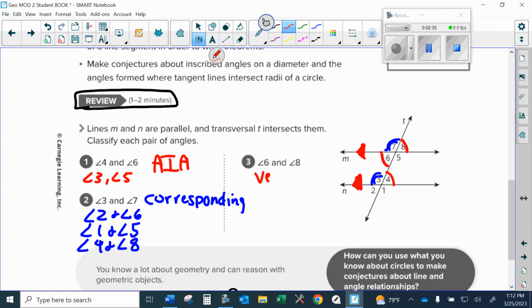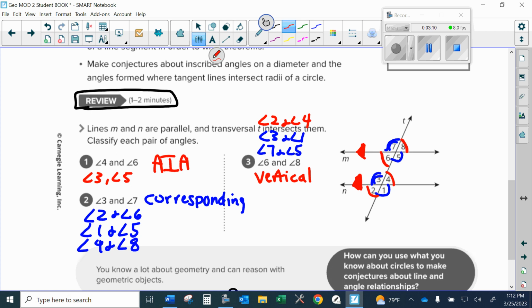Vertical angles. All vertical angles are equal. Since vertical angles are equal, we know 7 and 5 are vertical angles. We know 3 and 1 are vertical angles, so they're all equal. And then we also have 2 and 4 right here as vertical angles. 5 and 7 are already listed, 6 and 8 are already listed. So there are your 4 pairs of vertical angles.